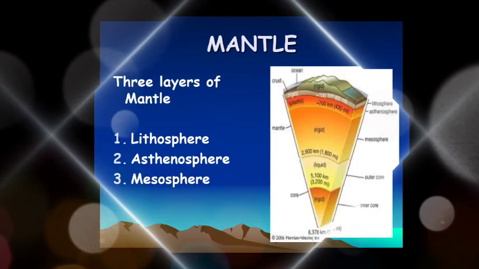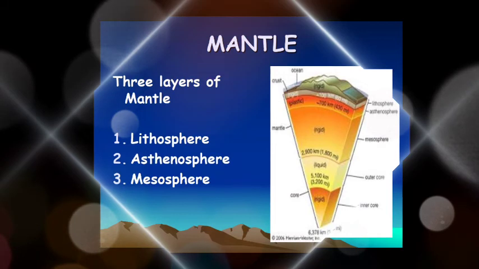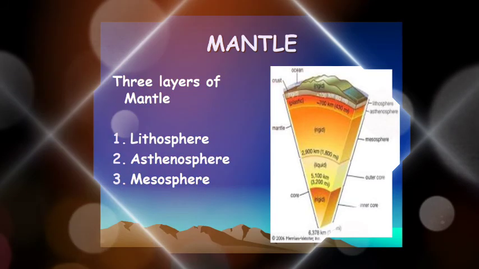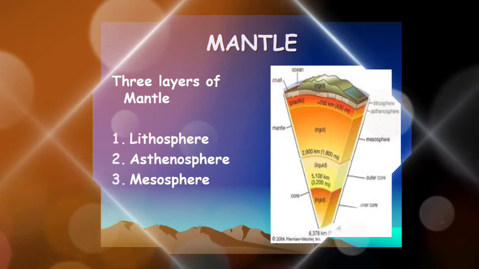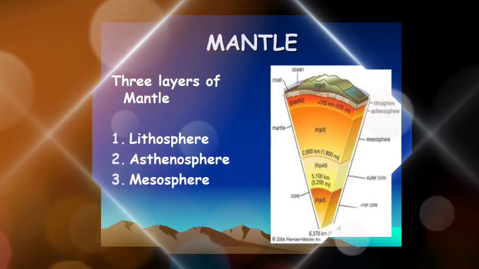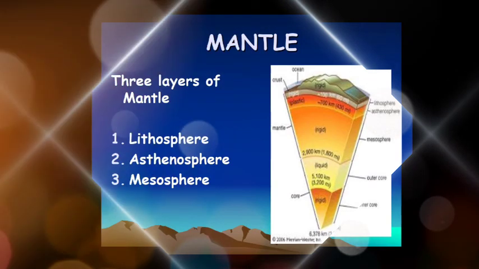So we have the three layers: the lithosphere, asthenosphere, and mesosphere. Lithosphere is the layer where rocks are formed. Asthenosphere is where the magma is formed. This is the special layer in the mantle where convection current occurs. When we say convection current, it is actually a process in which the plates on top are moving. This is the reason why the plates are constantly in motion. Number 3, we have the mesosphere, from the word meso, which means middle.